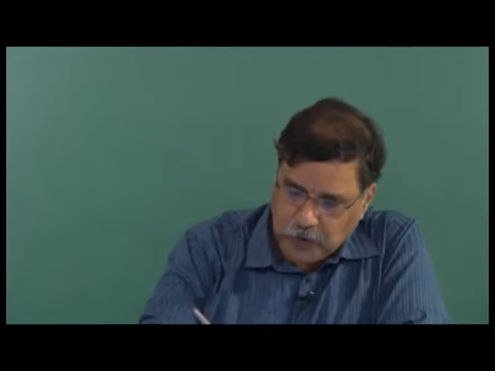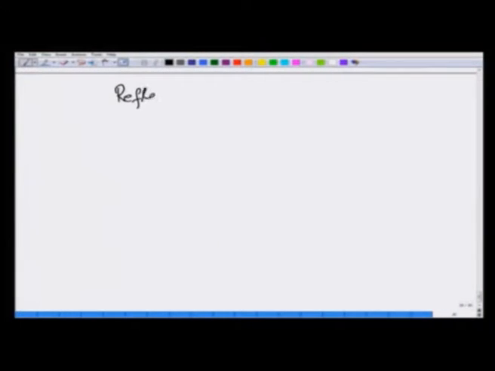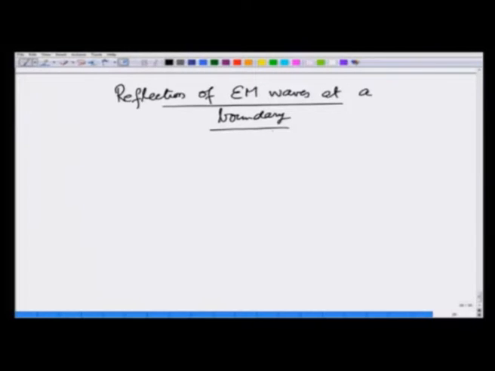So, first what I will do is motivate why reflection should take place at a boundary through mechanical waves, and then go over to electromagnetic waves. So, what we are going to focus on in this lecture is reflection of EM waves at a boundary, and we are going to restrict ourselves, because we want to understand the phenomena, to waves that fall normal to a surface.